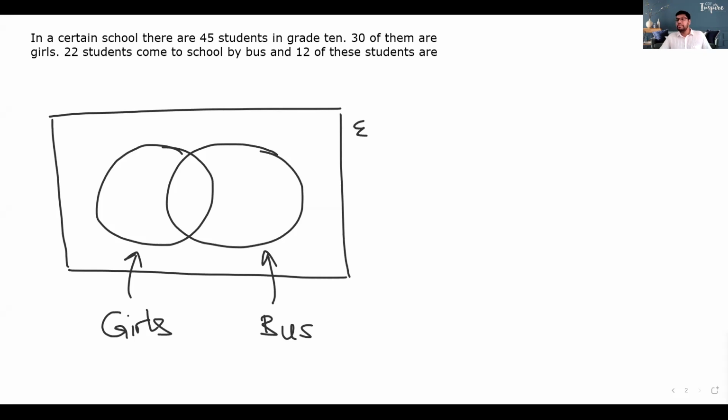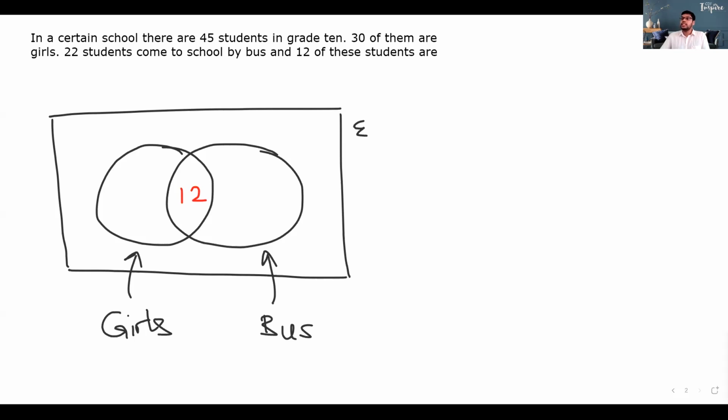Now we know what we can put. We can first mark the middle, because we know that 22 students come to school by bus and 12 of these students are girls. That means this middle section should be girls who come to school by bus, that is 12.